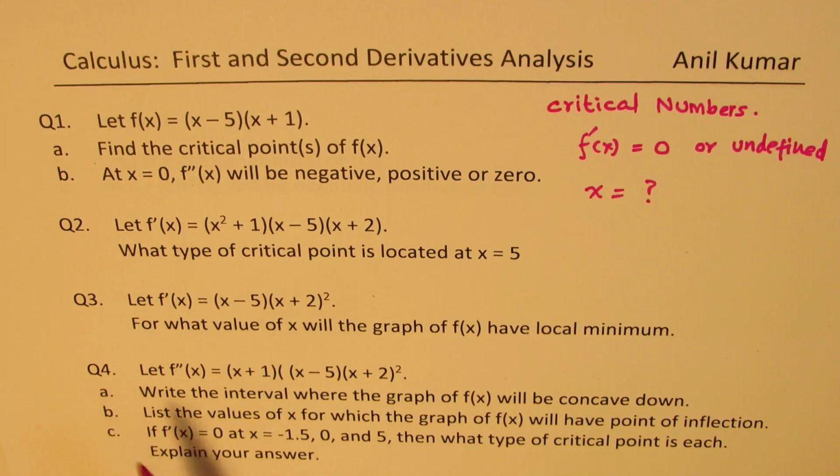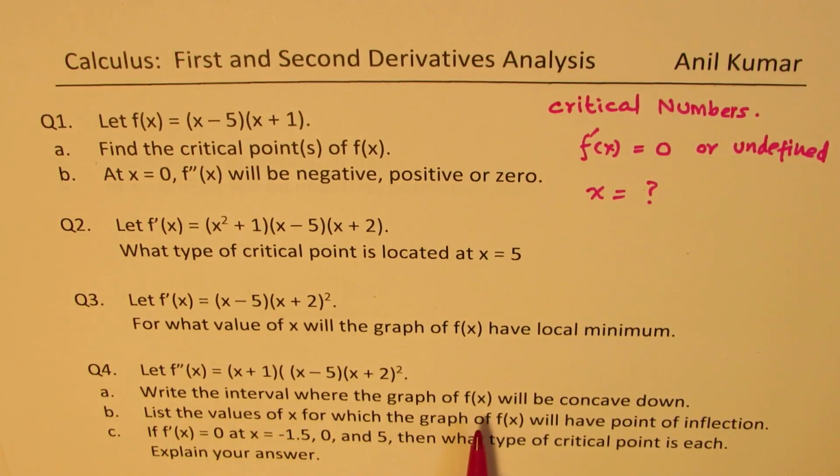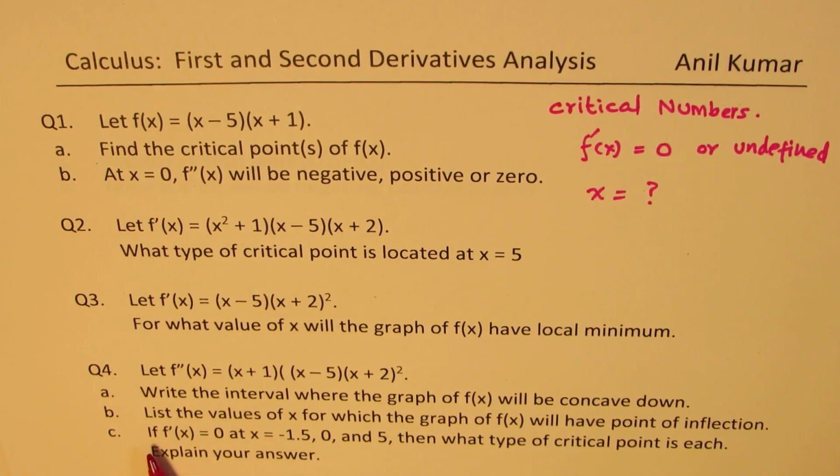And in question number 4, we are going to analyze the second derivative. Equation for the second derivative is given to you. Write the interval where the graph of the function will be concave down. List the values of x for which the graph of f of x will have point of inflection. And part C is, if the derivative of this function is 0 at x equals minus 1.5, 0 and 5, then what type of critical point is each?